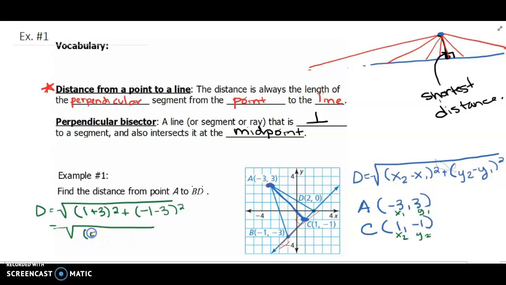So this is just 4 squared plus -4 squared. Now 4 squared, guys, is 16, and -4 squared is also 16, so we get the square root of 32. And you can leave it just like this, that's fine.